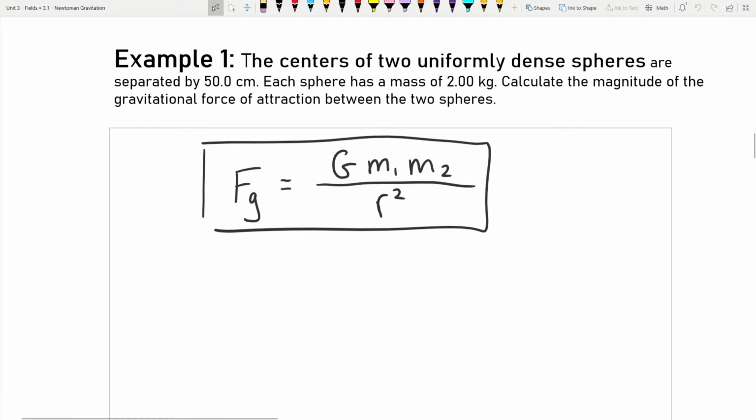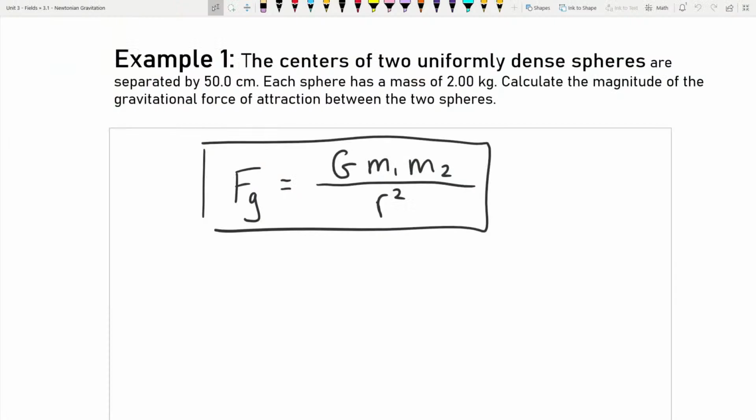All right, so here we are, and we're going to take a look at our first sample problem. So we'll go through it together, we'll take our time, and hopefully it'll make good sense to us. All right, let's take a look.